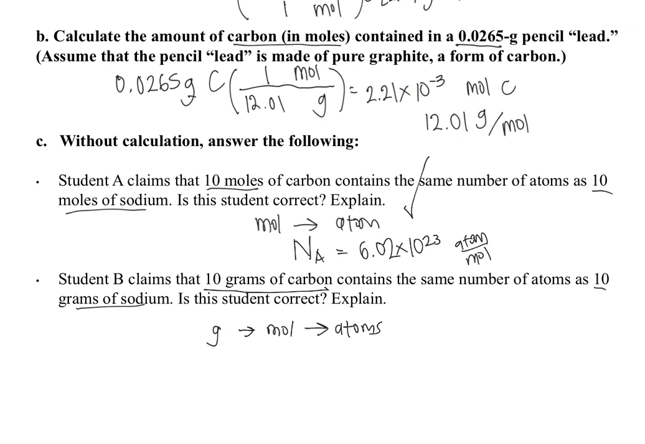But in the second one, we have grams to moles and then moles to atoms. Now the second step here, yep, it's the same conversion factor, Avogadro's number. But in this first step here, we are going to be using the molar mass. And so molar mass, capital M, it changes from substance to substance. So carbon's molar mass is 12.01, sodium's is 22.9, and so they're not going to be the same number of atoms because they have a different molar mass. They weigh different.